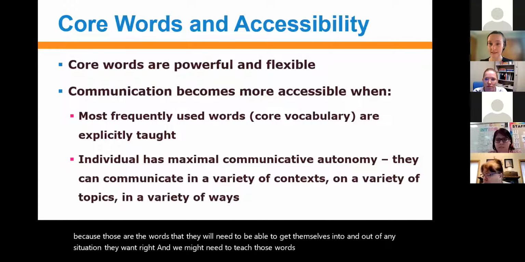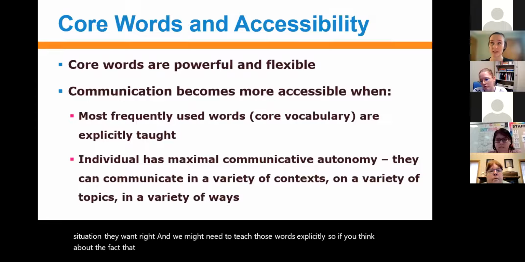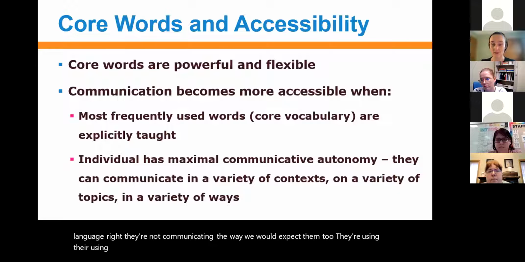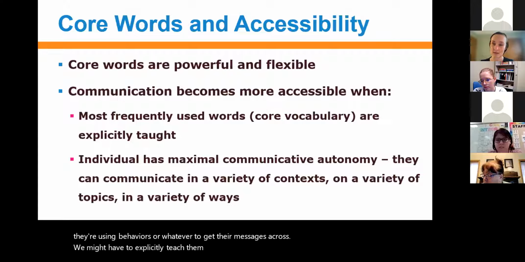So if you think about the fact that these students with complex communication needs are not using functional language right now, they're not communicating the way we would expect them to. They're using behaviors or whatever to get their messages across. We might have to explicitly teach them the words that they might need to do that.